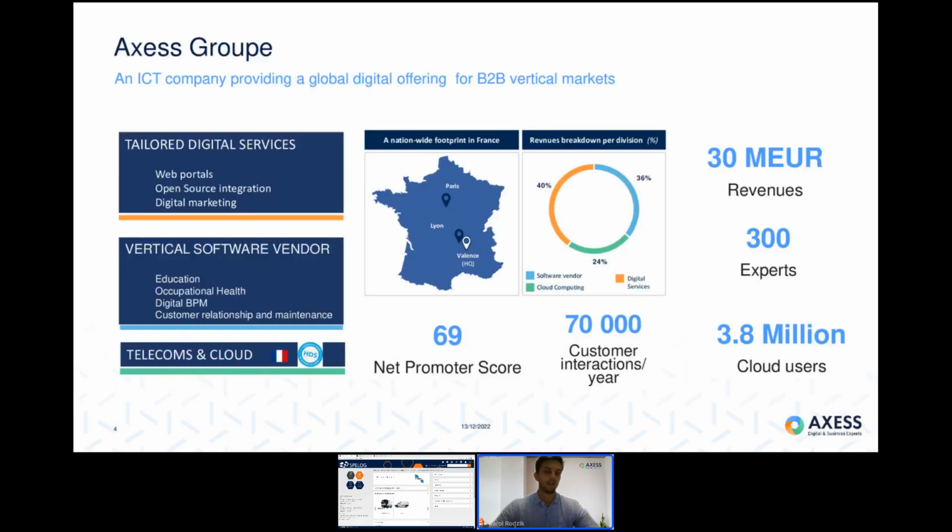To present Access really quickly, the most important things, of course. We're a group of 300 experts, more precisely, and we have three principal activities, which are digital services, software solutions, telecoms provider services, and cloud implementation services.